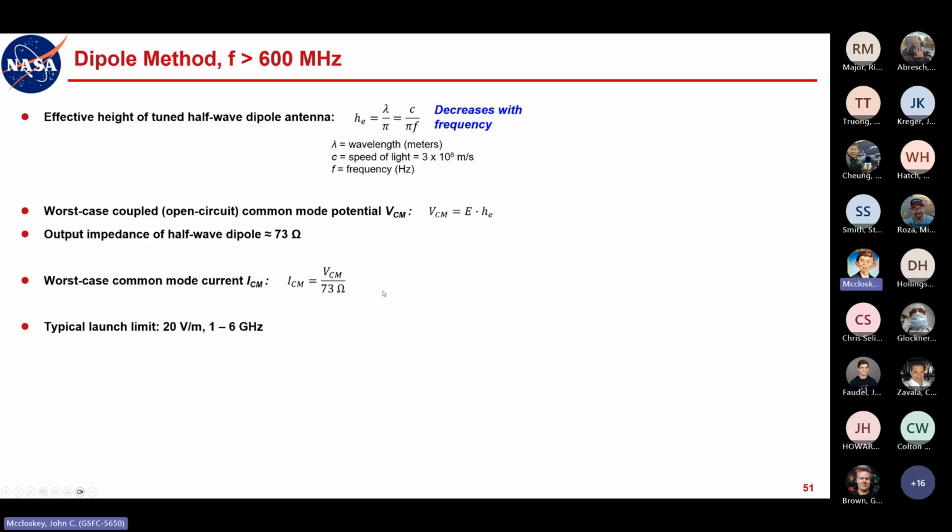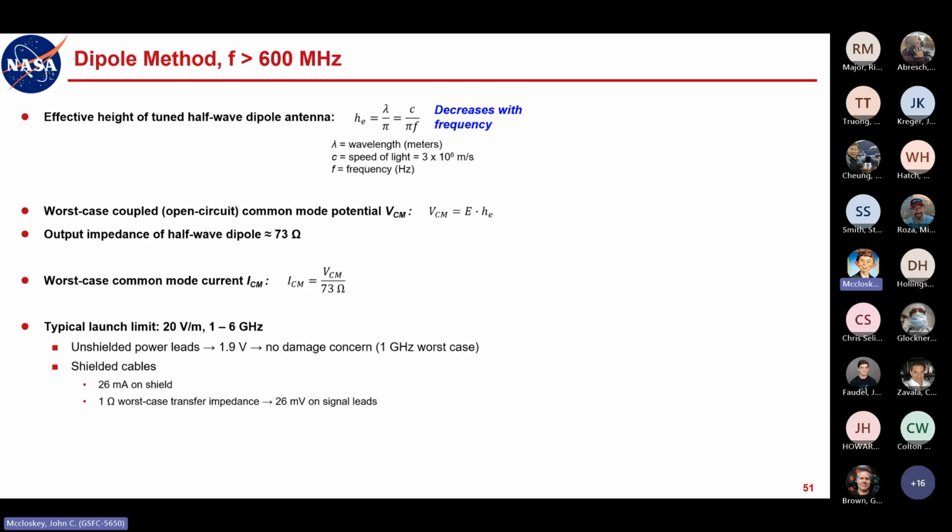So if we look at our typical launch limit, again, 20 volts per meter from 1 to 6 gigahertz, for unshielded power leads, your worst case potential will be just under 2 volts. Again, 2 volts on top of a 30 volt power feed should not pose a damage concern. And then for shielded cables, you're looking at about 26 milliamps coupled onto the shield, again with a 1 ohm worst case transfer impedance, about 26 millivolts on your signal leads. Again, shouldn't pose any real risk of damage unless you're talking about extremely sensitive circuitry.